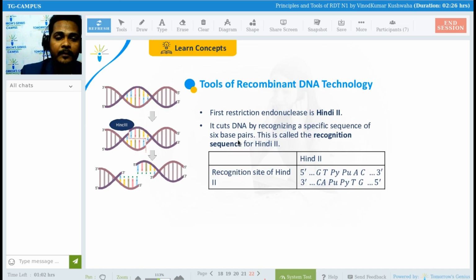Another, you can see the next enzyme is, okay, this is not Hindi 2, it is Hind 2. Hind 2, it is not Hindi 2. It is written as Hindi, right? Yes.